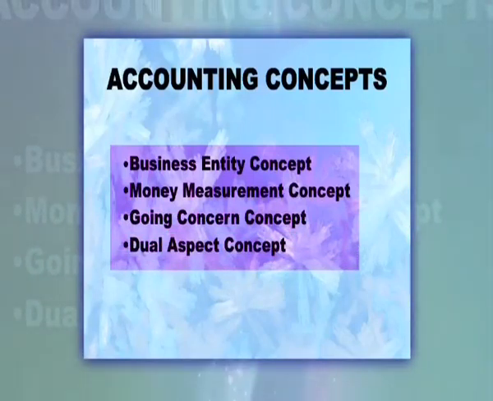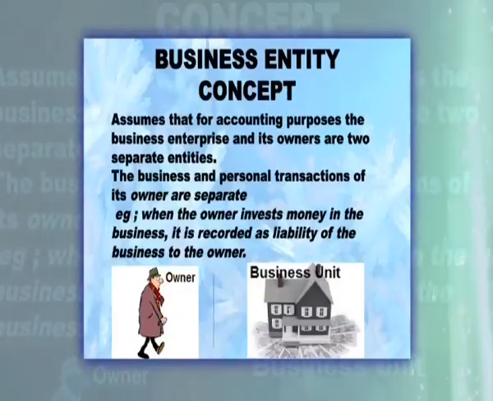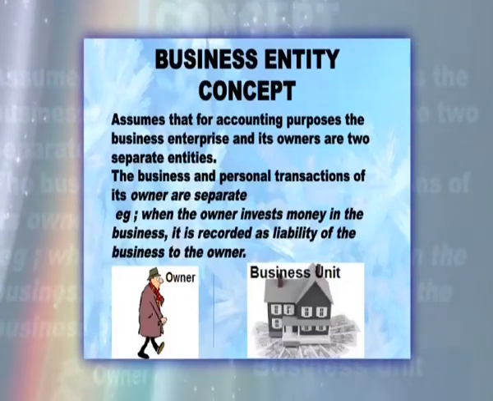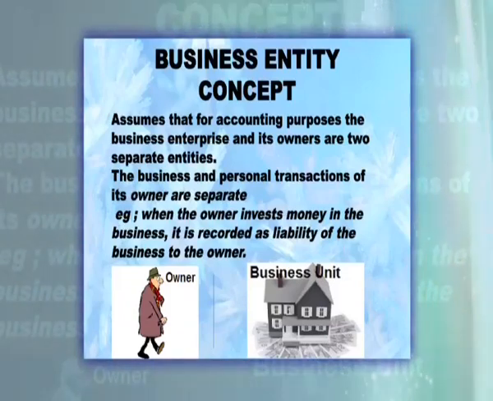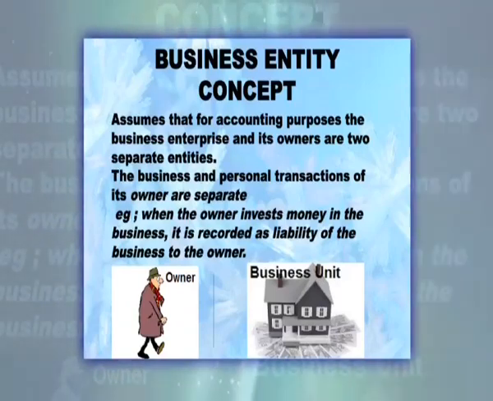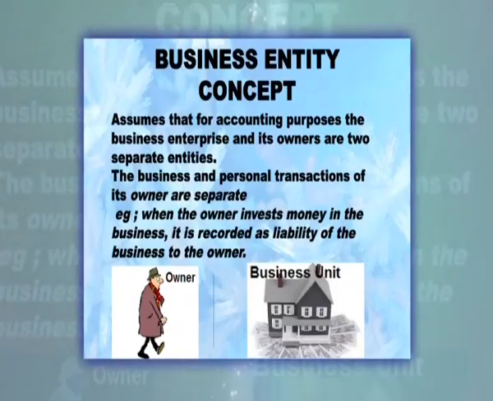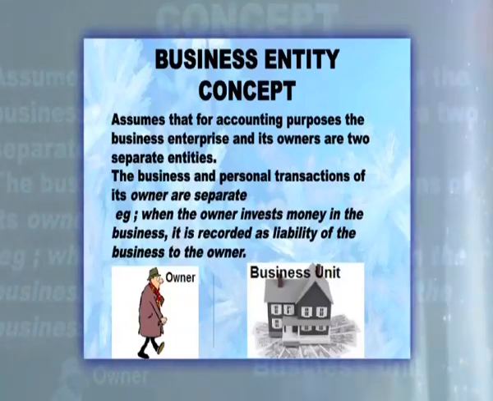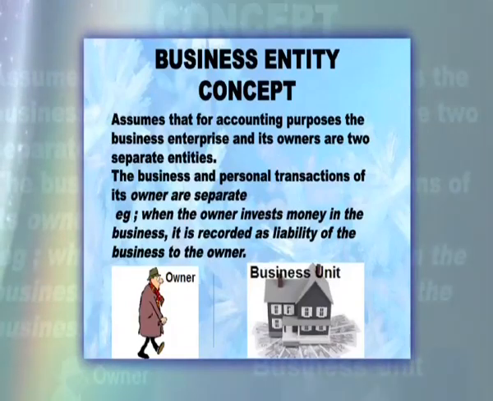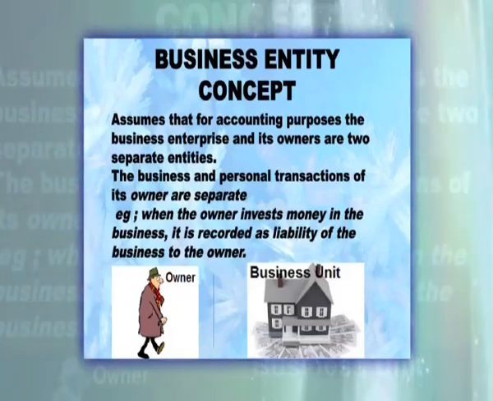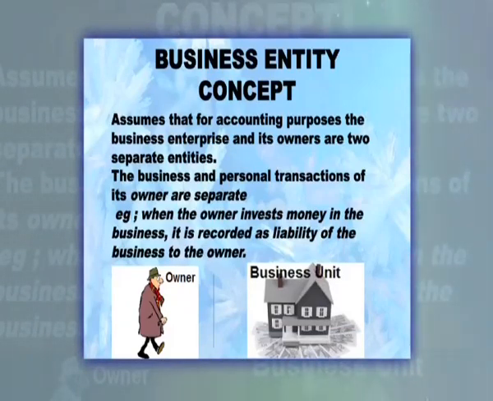Business entity concept. This concept assumes that for accounting purposes, the business enterprise and its owners are two separate entities. Thus, the business and personal transactions of its owner are separate. For example, when the owner invests money in the business, it is recorded as a liability of the business to the owner. Similarly, when the owner takes away cash or goods from the business for his or her personal use, it is not treated as business expense.